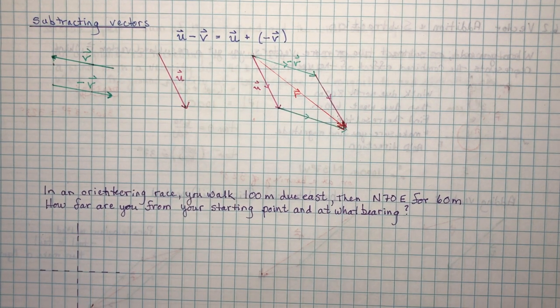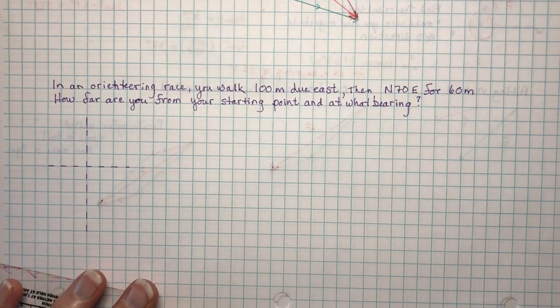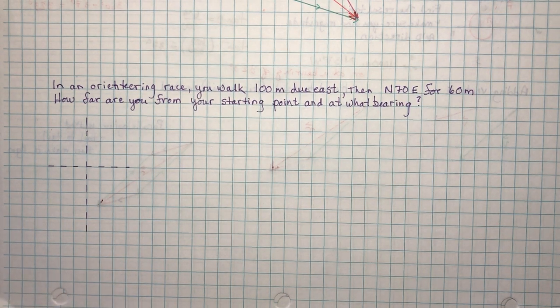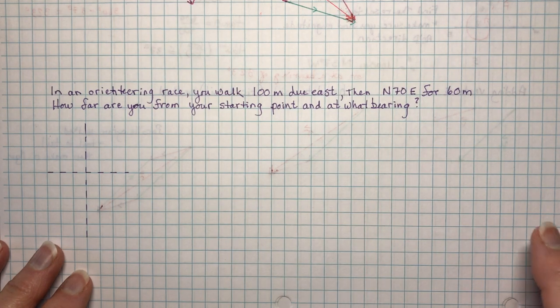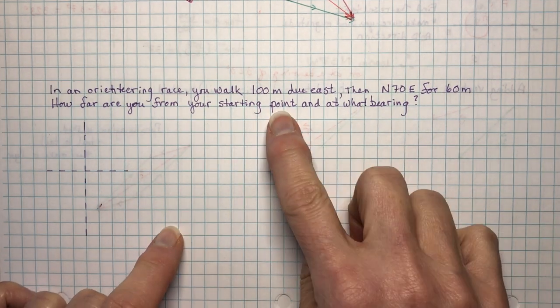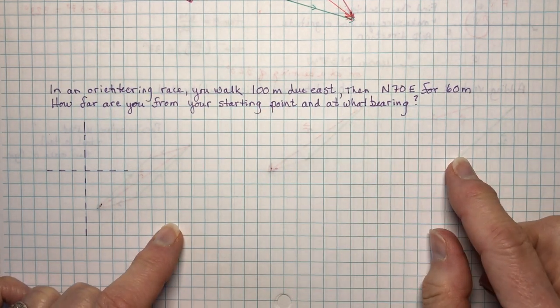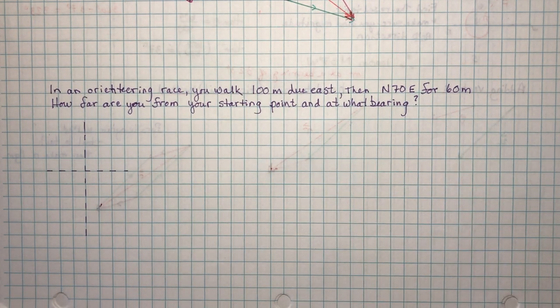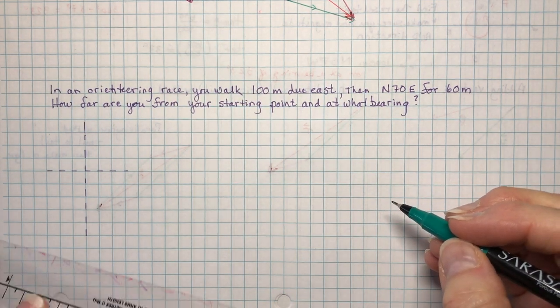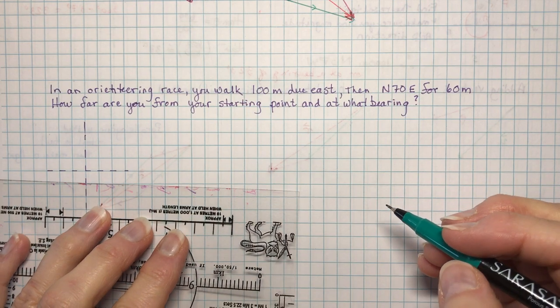Okay, so let's go to a word problem. It says, in an orienteering race, anyone ever done orienteering before? They do a lot of that at our school. You walk 100 meters due east, then north 70 degrees east for 60 meters. How far are you from your starting point and at what bearing? Okay, so this is where it starts to get a little confusing, but I'll help you with that by showing you something that's kind of interesting, maybe easy for you to see.